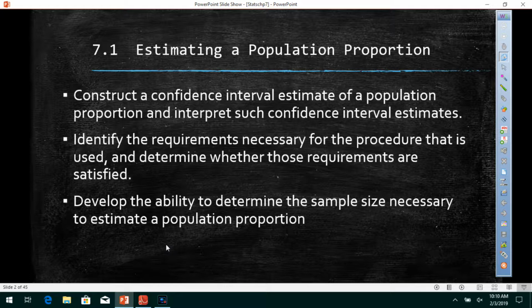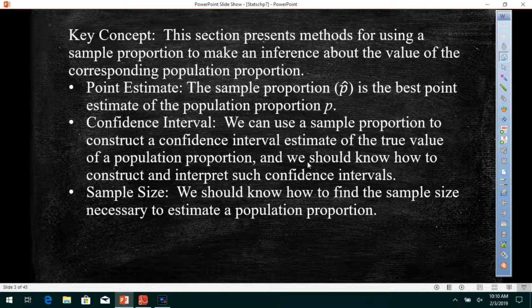Three, develop the ability to determine the sample size necessary to estimate a population proportion. Key concept. This section presents methods for using a sample proportion to make an inference about the value of the corresponding population proportion. Point estimate. The sample proportion, p hat, is the best point estimate of the population proportion, p.